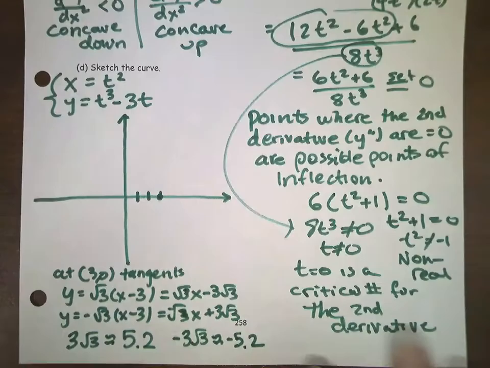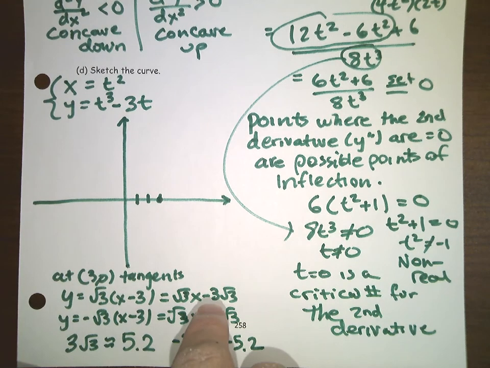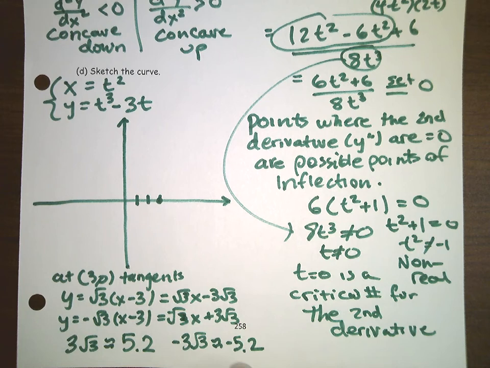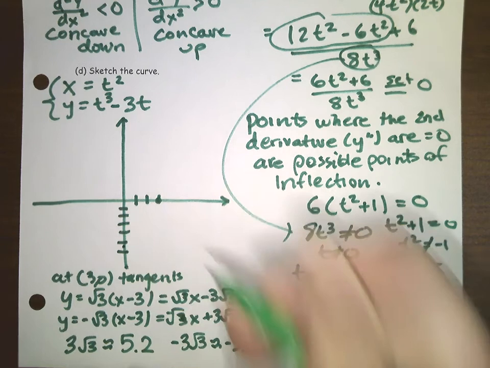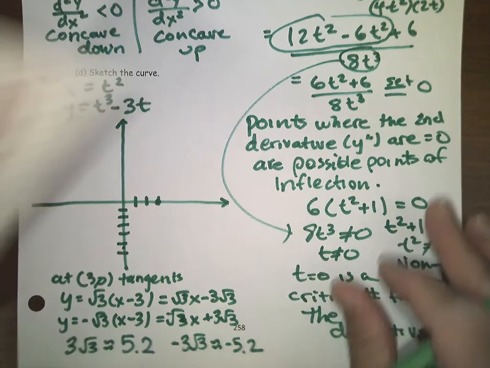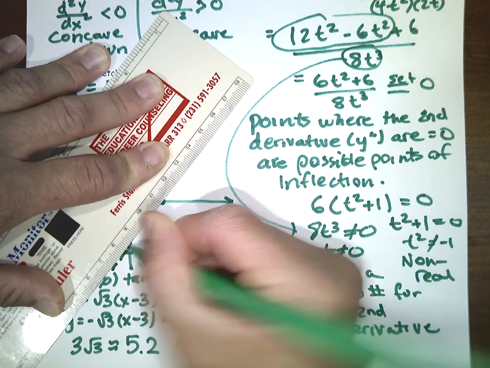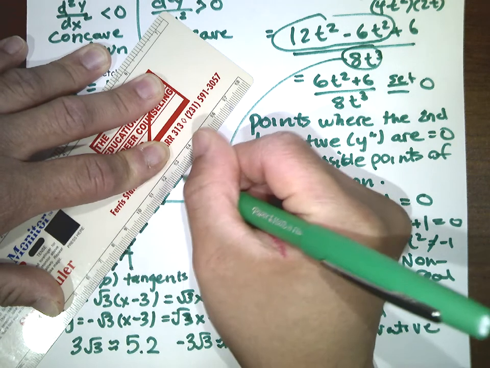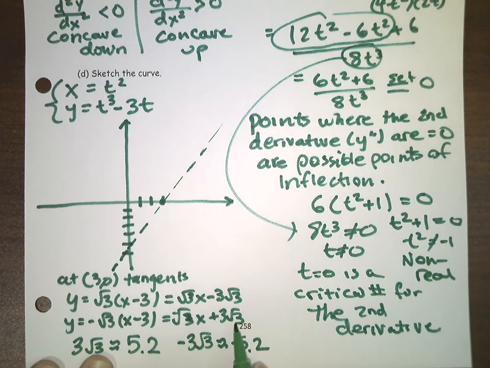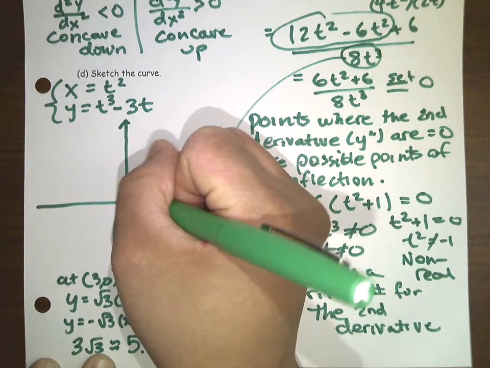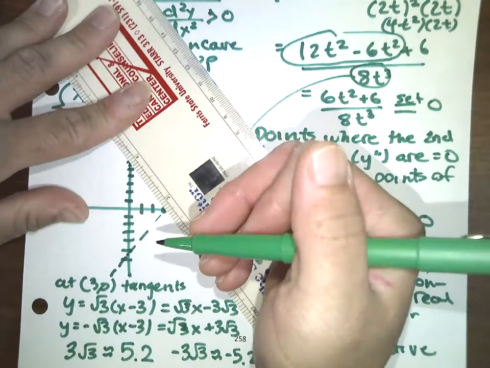All right. So now let's go ahead and draw the intercepts for these lines. So one of them is at negative about 5.2. So 1, 2, 3, 4, 5.2. And so let me go ahead and draw this in right here. So there is my tangent line, and then the other one is at 3 root 3, so that's about 5.2. So 1, 2, 3, 4, 5.2. So here is the other one, like this.